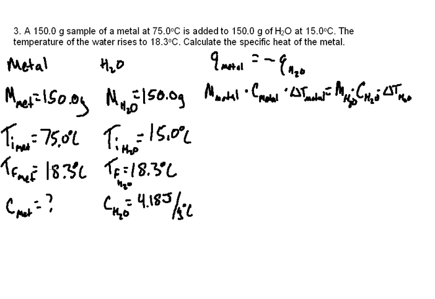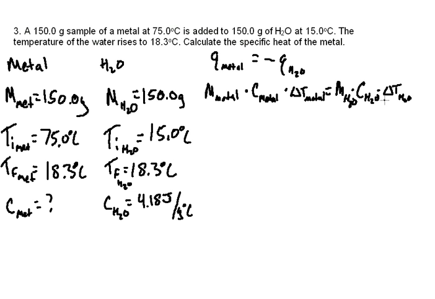To find our delta T's, we're just going to do the difference between these, final minus initial. It means our metal is going to have a negative delta T. Our water is going to be final minus initial. It means we're going to have a positive delta T. This just means our metal lost heat, our water gained heat.